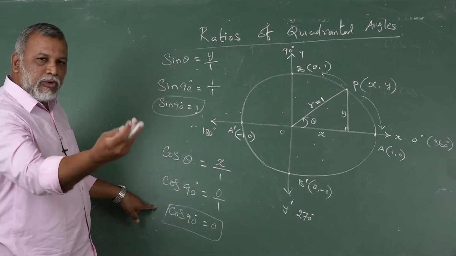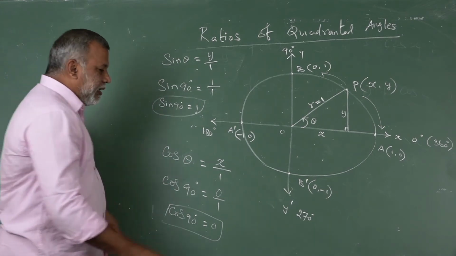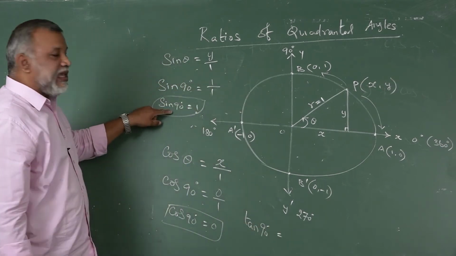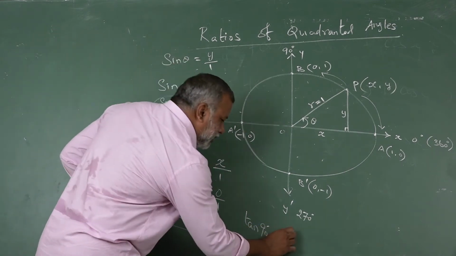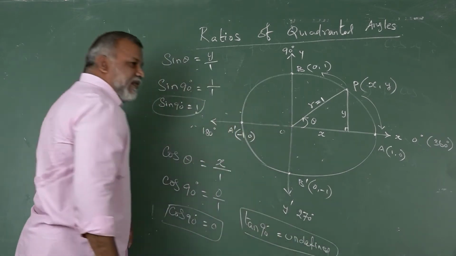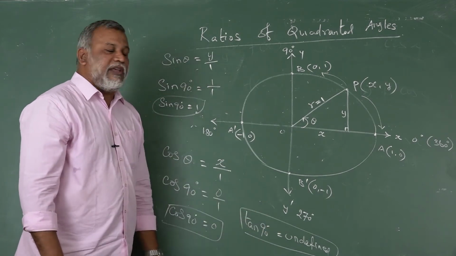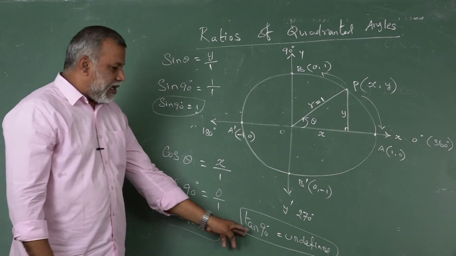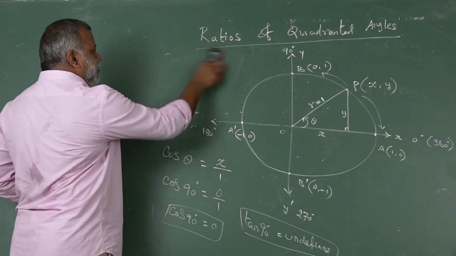From this, you are able to derive tan 90 and cosecant 90, secant 90. Tan 90 means what? Sin by cos. See, sin here 1, cos 0, so 1 divided by 0. If you are having 0 in your denominator, this is called undefined. 1 by 0 is undefined. So tan 90 means undefined. So from this, you are able to derive cosecant, secant, and cot. You are able to derive the other three results.